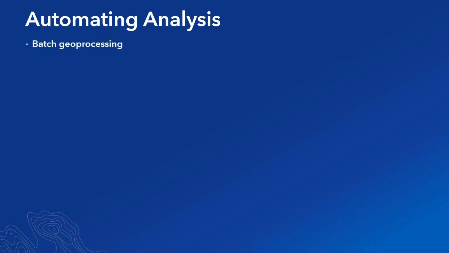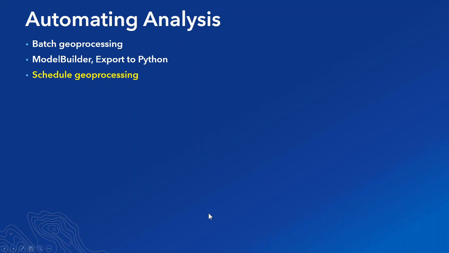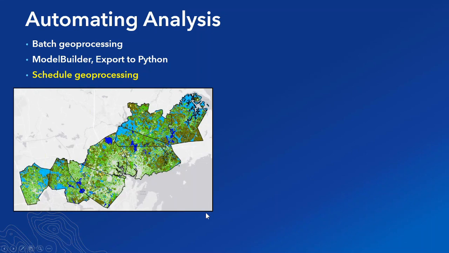So a couple of different ways to do automated analysis are through batch geoprocessing, through ModelBuilder, exporting to a Python script. And then one of the latest things is to be able to actually schedule geoprocessing, where you can go into a tool and schedule it to run at a certain time each day or at a specified time, maybe when your computer isn't doing other really computationally intensive stuff.